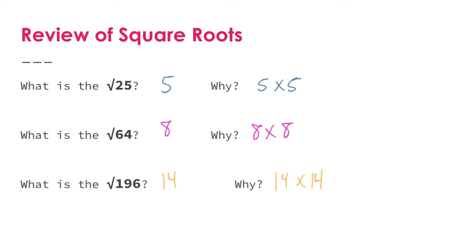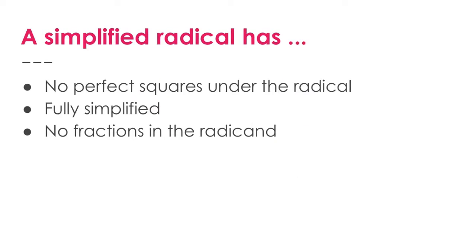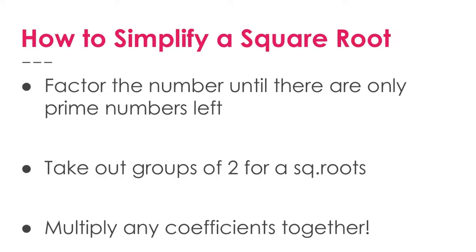Now let's take a look at some more information. A simplified radical has 1. No perfect squares under the radical. 2. Is fully simplified. And 3. No fractions in the radicand. Now let's take a look at the steps on how to simplify a radical. So how to simplify a square root? Factor the number until there are only prime numbers left. We're going to take out groups of 2 for a square root and then multiply any coefficients together.